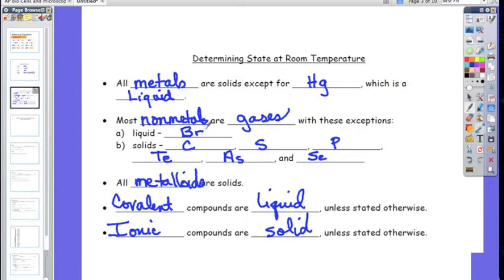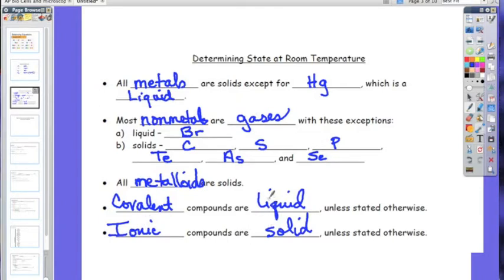And then the solids are carbon, sulfur, and I've got them listed right here: carbon, sulfur, phosphorus, tellurium, astatine, and selenium. Those are all of the nonmetals that are solids. All of the metalloids on the stair step are solids. And when you're looking at compounds, if something is covalent, it's going to be a liquid unless stated otherwise. And if something is ionic, it will be a solid unless stated otherwise.